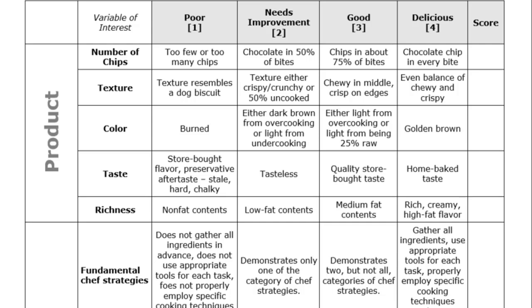Then you have some objective statements about texture and the color. Presentation, always important in good food service. How you operationalize what the taste is, and then an identification of the richness, whether or not the students used enough butter, for example. So those are some of the characteristics or criteria that you would use to rate the specific performances related to product.